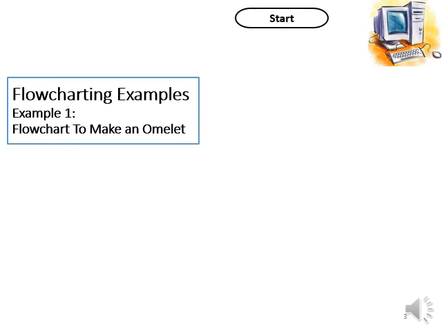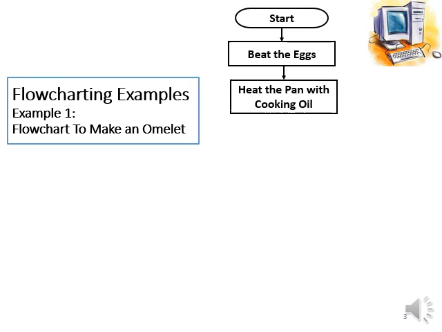Let's see the other example. Okay, second example is flowchart to make an omelette. Okay, so at the start we put the start symbol, then beat the eggs. Now beating eggs is a type of processing operation, so it is represented by rectangle. Then heat the pan with cooking oil. Now it is also a process of heating the pan with cooking oil, so it is also represented by a rectangle symbol.